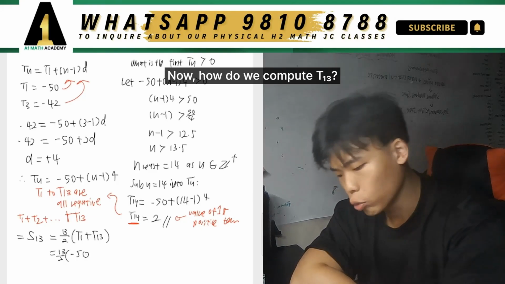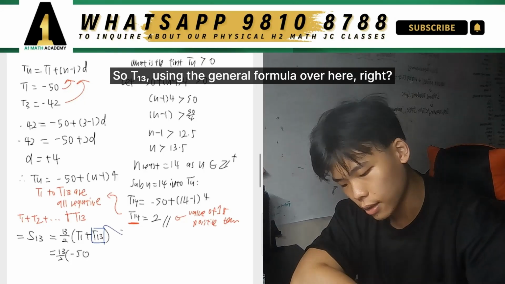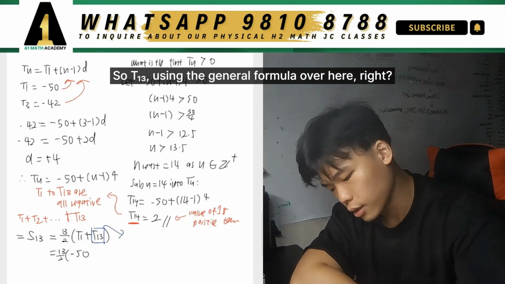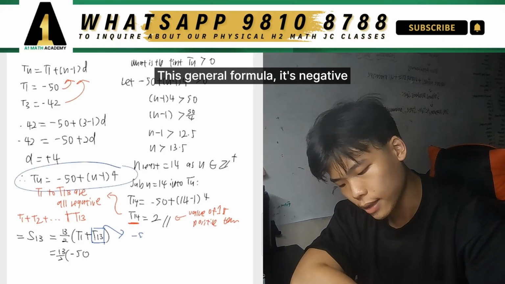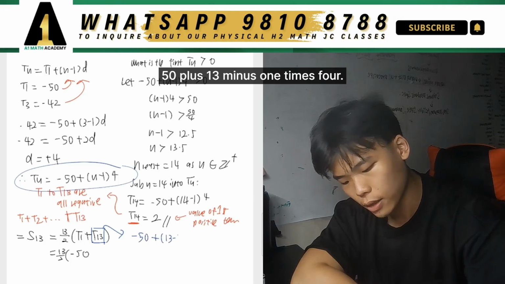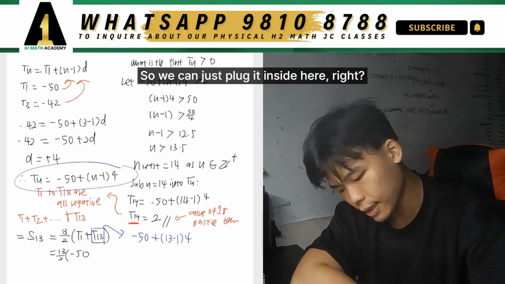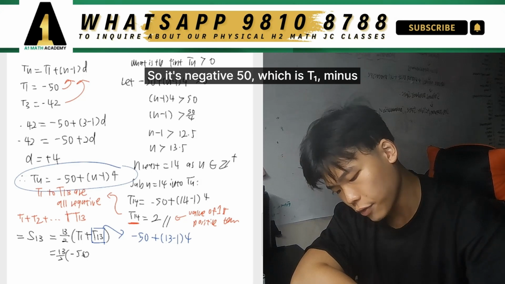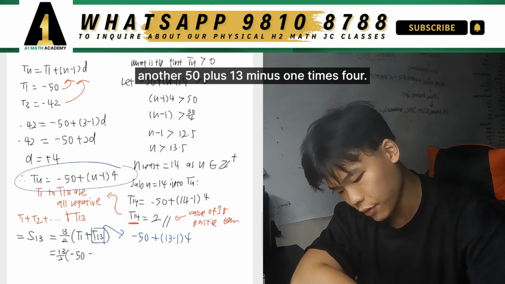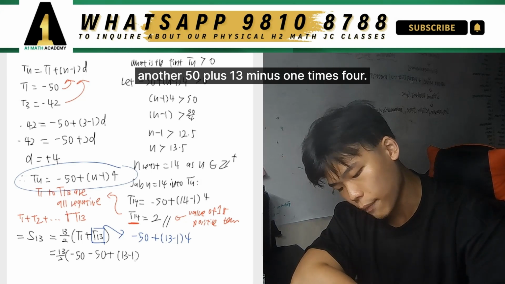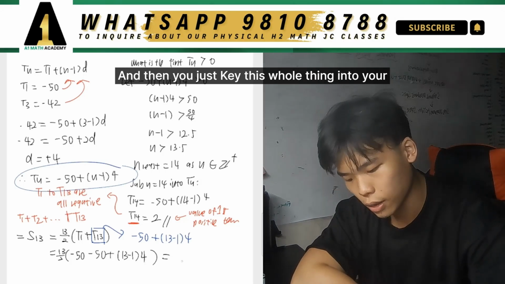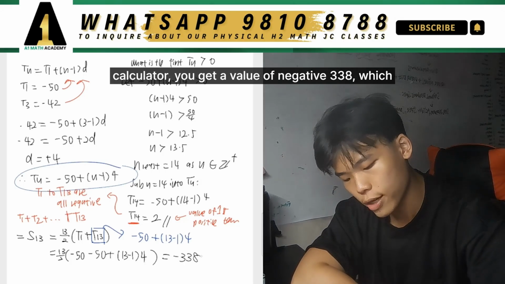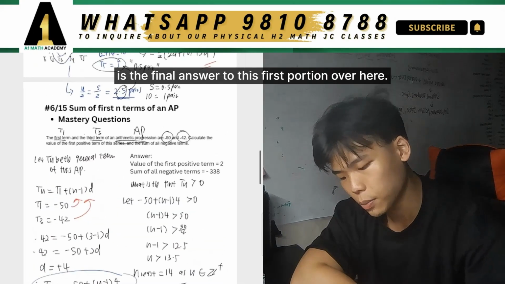Now, how do we compute T13? So T13, using the general formula over here, is negative 50 plus 13 minus 1 times 4. So we can just plug it inside here, right? So it's negative 50, which is T1, minus another 50, plus 13 minus 1 times 4. And then you just key this whole thing into a calculator, you get a value of negative 338, which is the final answer to this first portion over here.